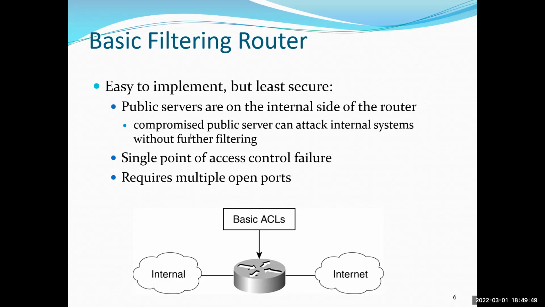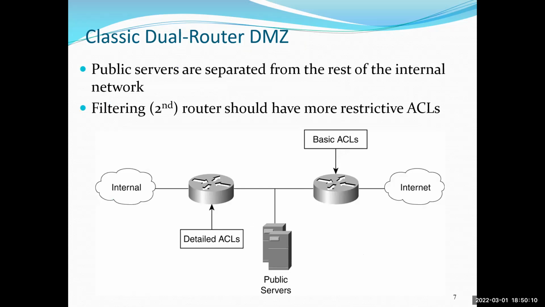It's easy to implement, but least secure. Public servers are on the internal side of the router. A compromised public server can attack internal systems, so that's definitely not something you want. It's a single point of access control failure, and it requires multiple open ports, which is not what you might want. Then this is the classic dual router DMZ. This is pretty much what you're building in the lab. You know that now the public servers are separated in another segment from the rest of the internal network. Usually that segment is referred to classically as the DMZ, or the demilitarized zone.